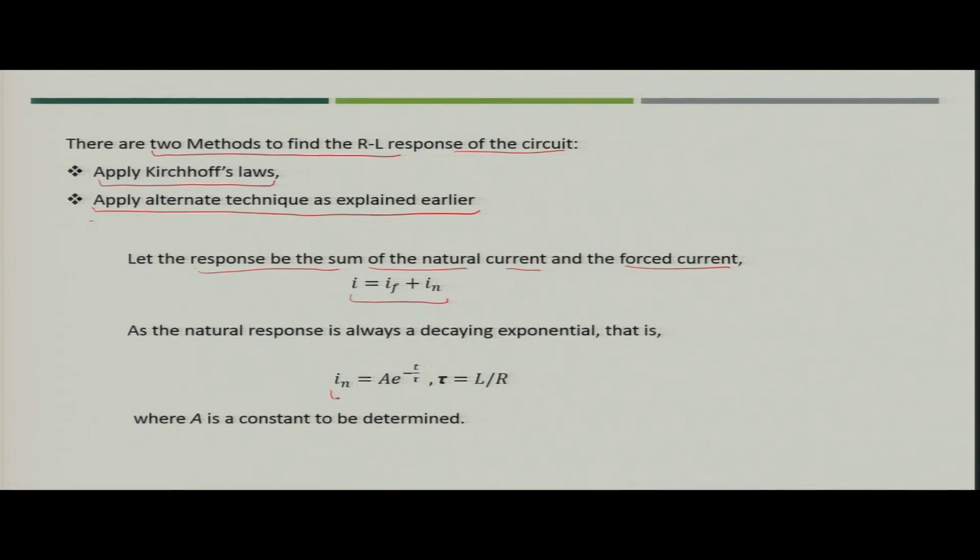Let us say that the natural response is some A into e to the power minus t by tau, because you know that the natural response is always decaying, because there is no external force applied. So, whatever current is flowing through the inductor will eventually decay out to 0. So, it will always be exponentially decaying. So, the natural response we represent like this, where A is a constant which we have to determine, and tau is the time constant, which we know is L by R.